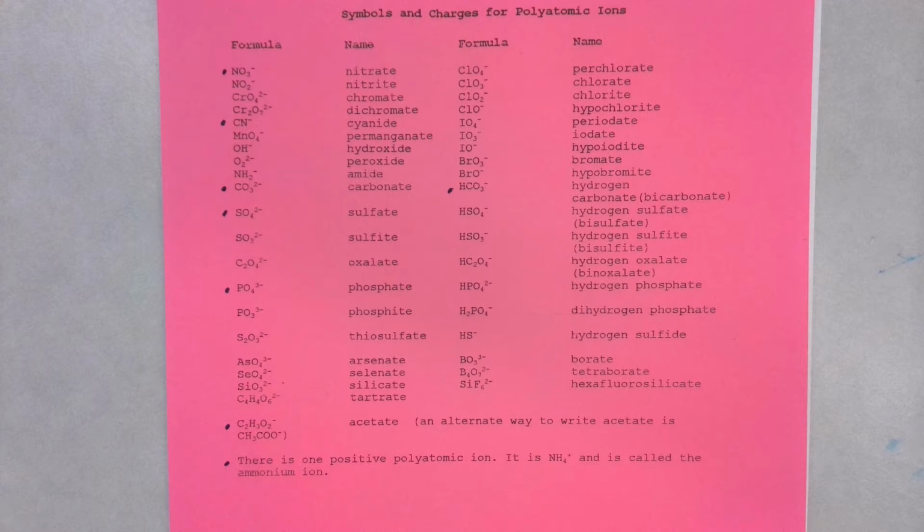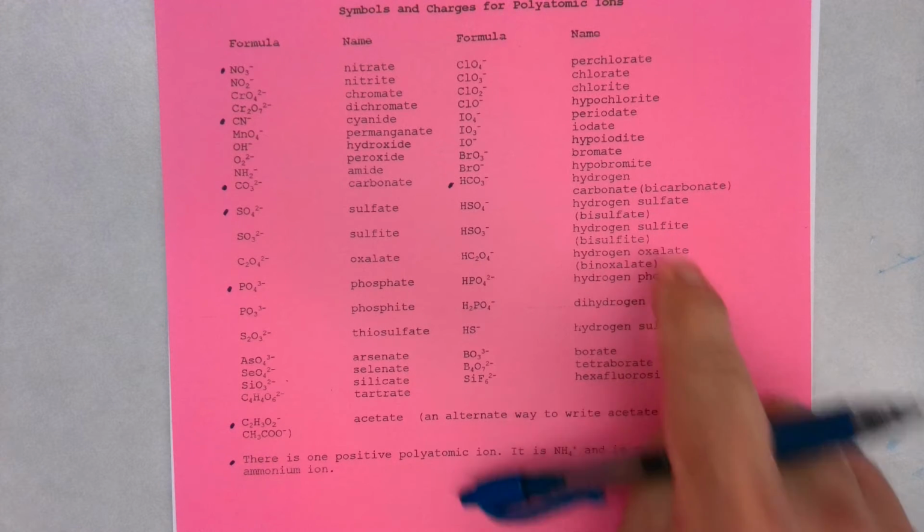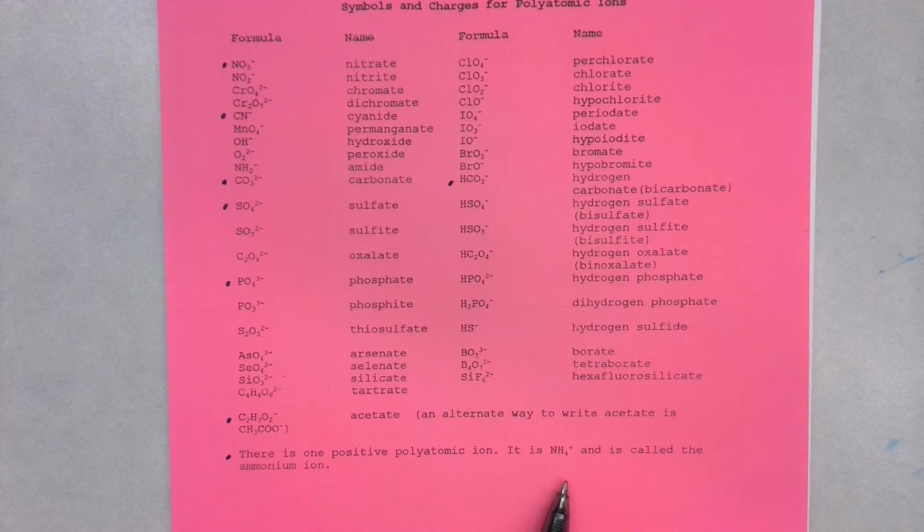Okay? So, you need to know nitrate, cyanide, carbonate, sulfate, phosphate, acetate, bicarbonate, and then the only positive one is ammonium.